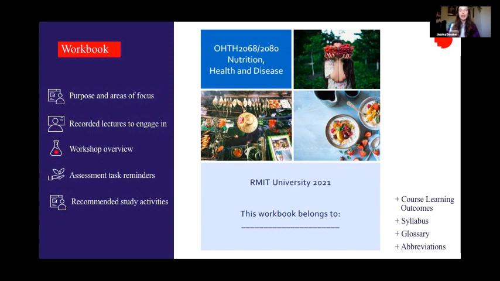These workbooks also had the list of recorded lectures to engage in. So, lecture 1, 2, 3, 4, 5 and what their names were and how long they went for. So students knew what to do and when. It had an overview of the workshops and space to write answers to any questions that would be done in the workshop, any assessment task reminders, and those recommended study activities. So for every topic, if there was an activity that was hands-on, I would have a recommended study activity to act as a replacement if needed, to cater for all the students. So this was all in one workbook.